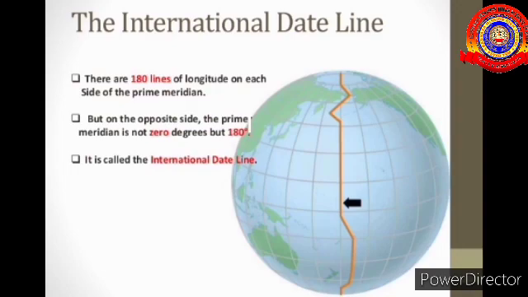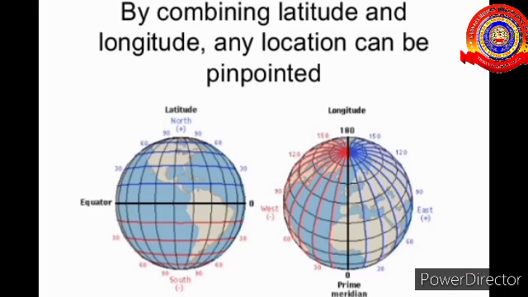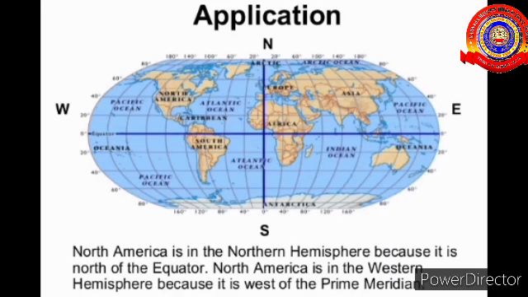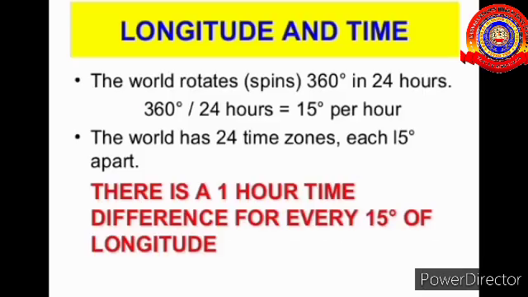The international date line. There are 180 lines of longitude on each side of the prime meridian. But on the opposite side, the prime meridian is not 0 degrees but 180 degrees. It is called the international date line. By combining latitude and longitude, any location can be pinpointed. Let's see an example. North America is in the northern hemisphere because it is north of the equator. North America is in the western hemisphere because it is west of the prime meridian.